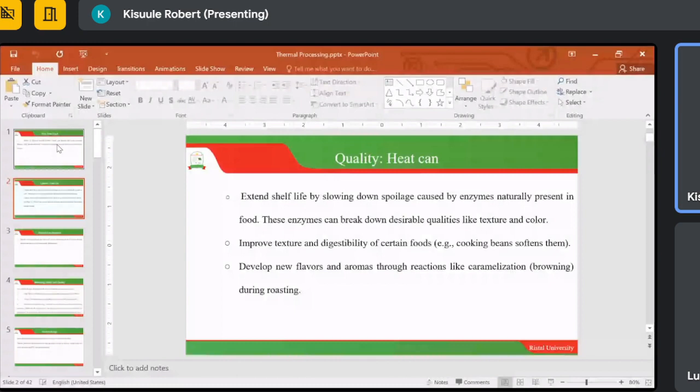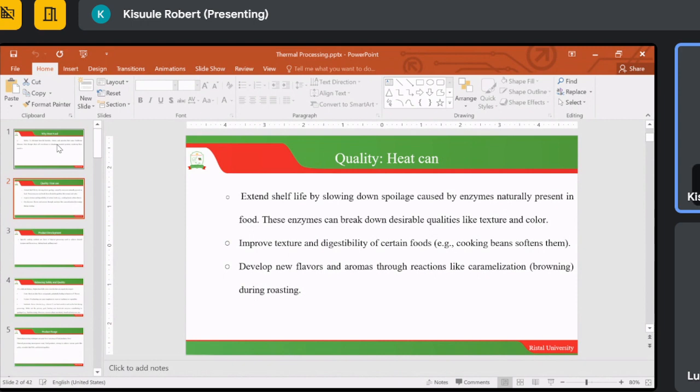Also, when you heat foods with huge structures, things to do with the collagen fiber and the tissues in meat, this will improve the texture and the digestibility of some of these foods. Such as cooking beans will help them soften. Cooking the meat helps them soften, but overheating could also harden some of these foods.